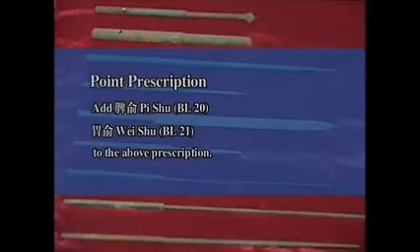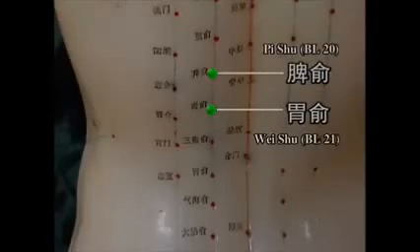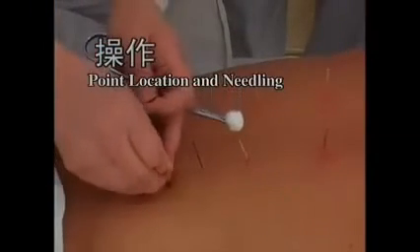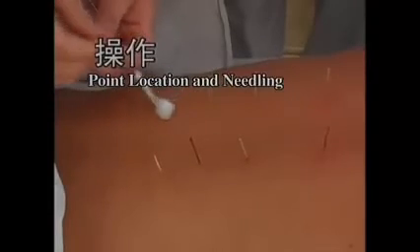Points prescription. Add bladder 20 and bladder 21 to the above prescription. Explanation of points. Adding these back transport points to the above prescription will help to free the qi of the organs and regulate the qi of the spleen and stomach, while collectively functioning to clear heat, dry dampness, and fortify the spleen. Point location and needling. Locate and needle bladder 20 and bladder 21 as before.